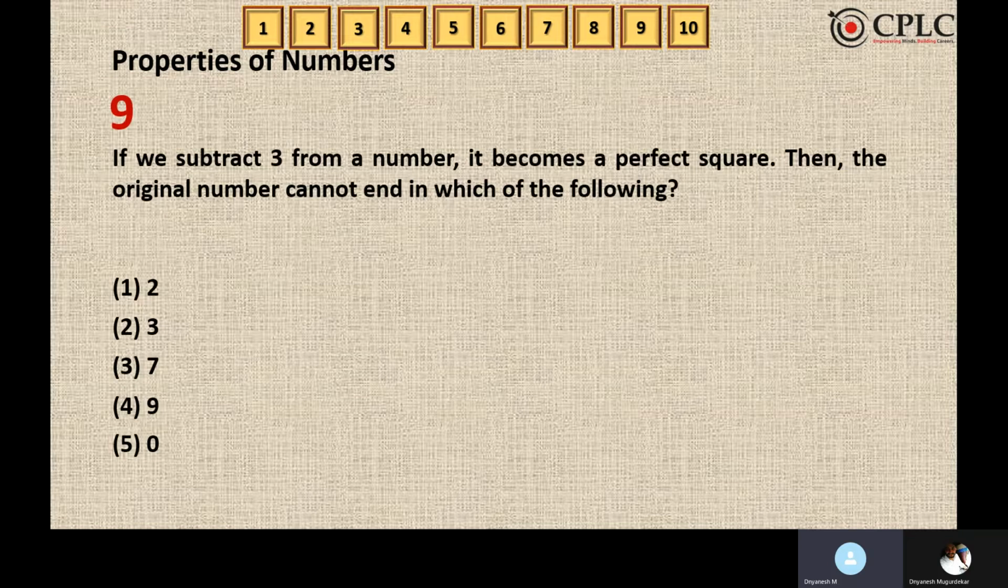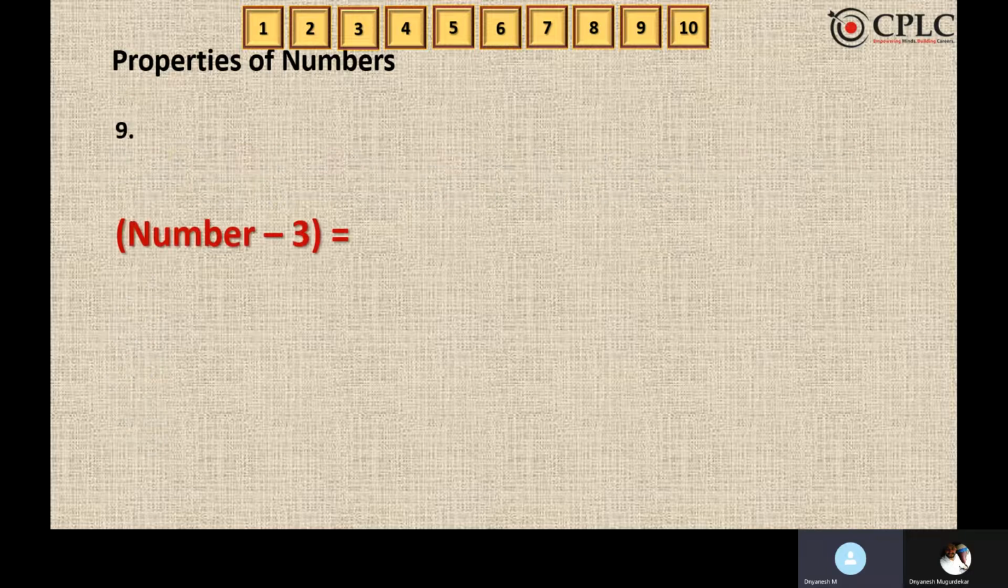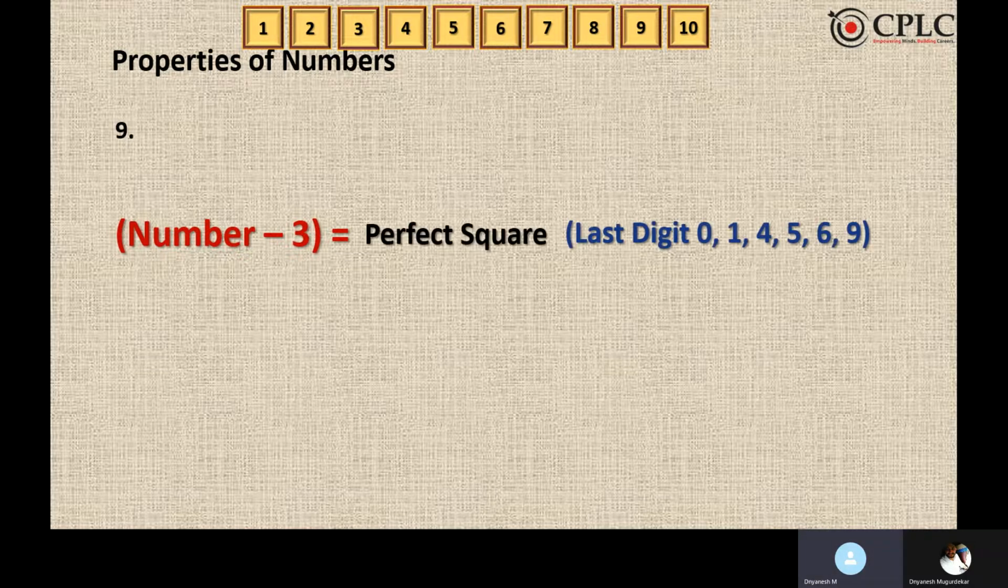Ninth one, if we subtract 3 from a number, then it becomes a perfect square. Then the original number cannot end in which of the following. So the original number's last digit cannot be what, is what we are looking at. So just plot the equation. A number is there. When we subtract 3 from that, the resultant answer turns out to be a perfect square. And if it is a perfect square, then the last digit of that perfect square can be one of the following digits, either 0 or 1 or 4 or 5 or 6 or 9.